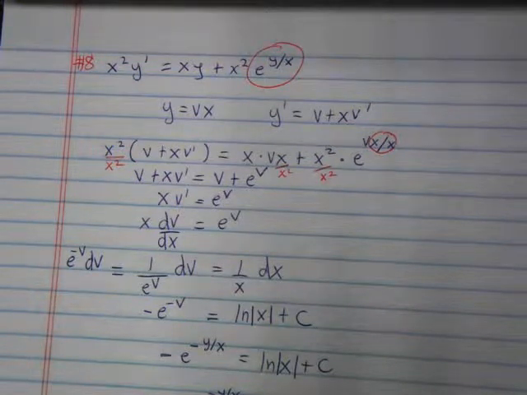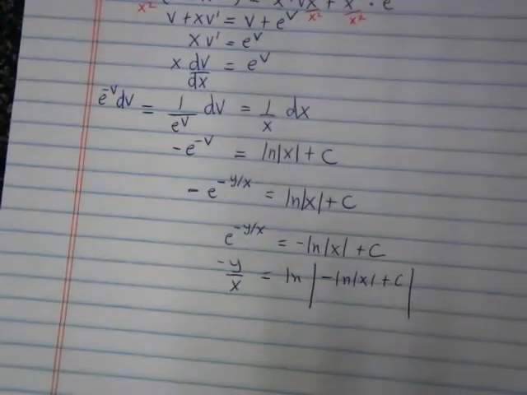Homogeneous, my opinion of homogeneous is not terribly difficult, but quite a lot of work. You've got to make the substitutions, then there's a bunch of algebra to do, then you've got to integrate. Plenty of opportunities to make a mistake. But I think they're easier than Bernoulli, in my opinion.